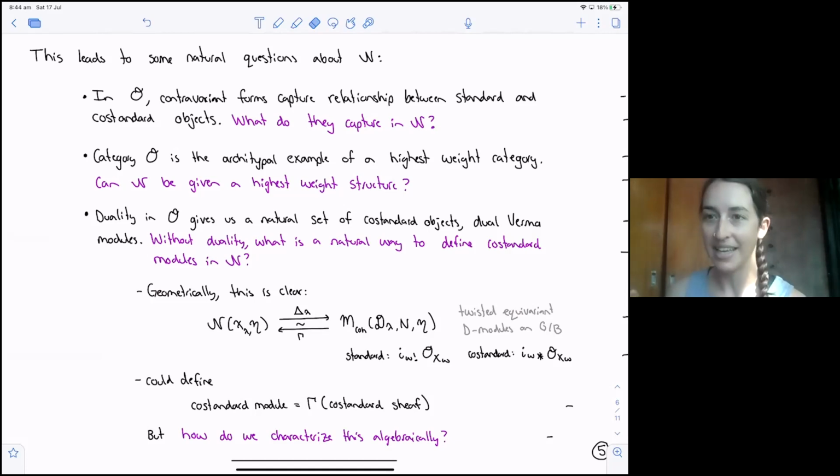So this definition is, in some sense, okay, but in some sense, it's not really a great one, because from my perspective, I care about the representations more than the D modules. And so I'm actually interested in the structure of the representations. And so I would want to know what it means to be a co-standard object algebraically.